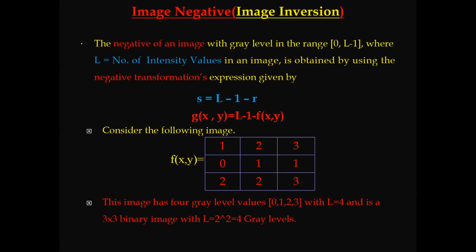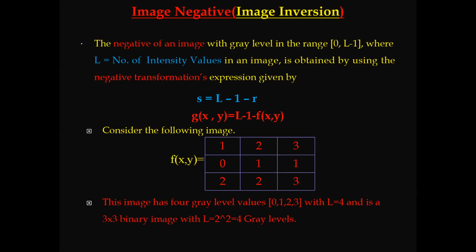Because if L equals 4, then all pixel values lie within the range 0 to L minus 1. If you take the first row, 1, 2, 3, they lie in the range 0 to L minus 1 if L equals 4. 0, 1, 1: all values lie in 0 to L minus 1. 2, 2, 3, the third row: all values lie within the range 0 to L minus 1 if L equals 4. So like that, you need to identify the value of L.